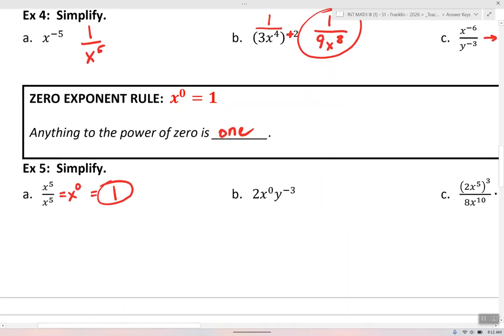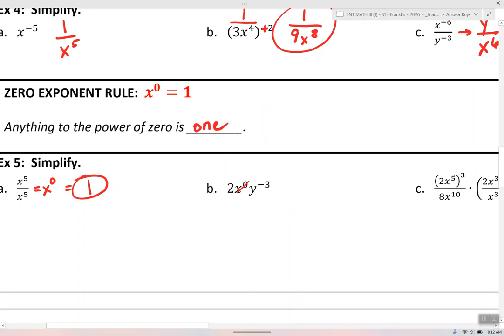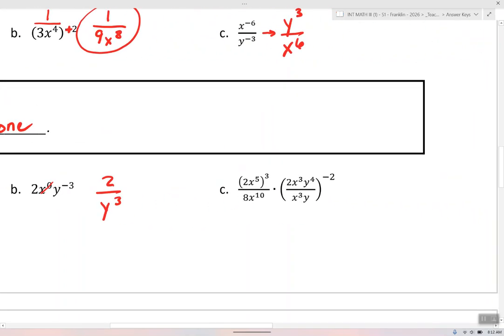2x to the 0, y to the negative 3rd. Well, this x to the 0 becomes a 1. 2 times 1 is 2. This kind of just goes away, leaving us with 2 over y to the 3rd. We don't want to have that negative exponent left there. And then we have this relatively complicated one here. We've got a few things to simplify. So let's take care of this up here first.